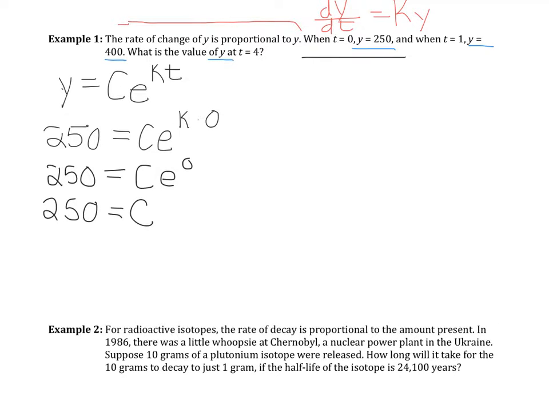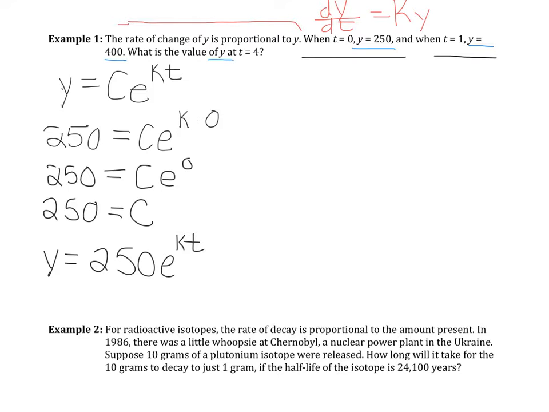All right, so we can add that into our formula. So far we have y equals 250 e to the kt. Now we will need to figure out what k is in order to have a complete formula for y and answer the questions. Notice we also have the second bit of information about what is going on when t equals 1. When t equals 1, y equals 400.